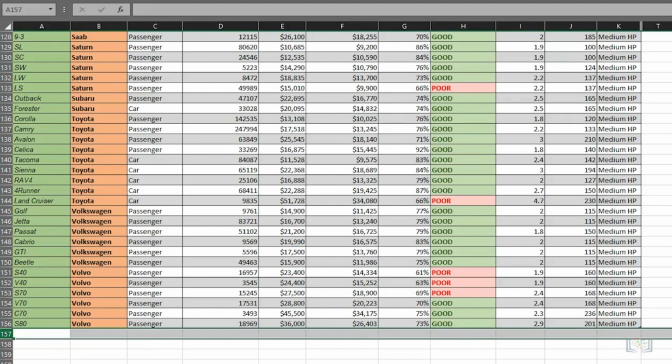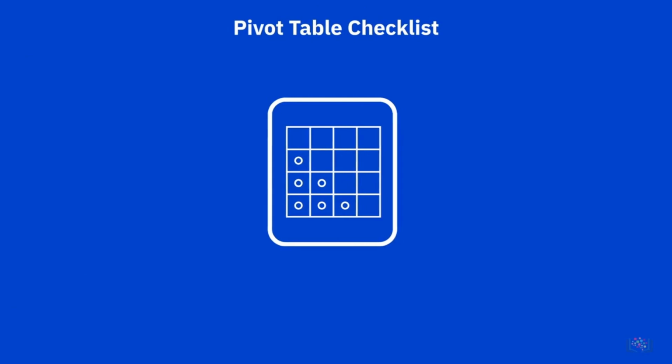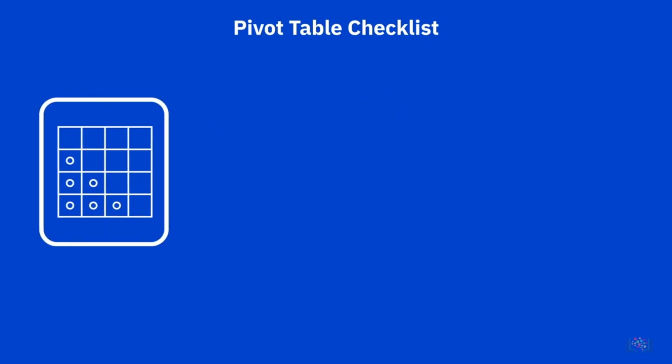Okay, now let's see how to create a basic pivot table and how to use fields to arrange data in a pivot table. Just before we do that, there are a few things you should use as a checklist to ensure your data is in a fit state to make a pivot table from.